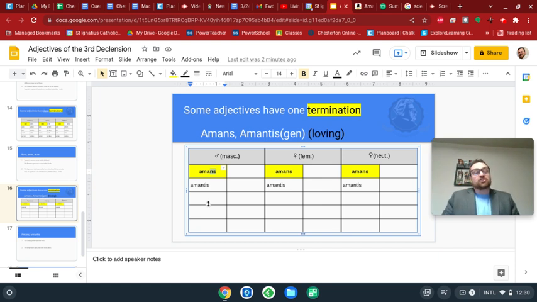And what would the genitive form be of sapiens? If we were filling this chart out for sapiens, it would be sapientis. So we would take that s and turn it into a ntis. So it'd be ntis. Amans, amantis.